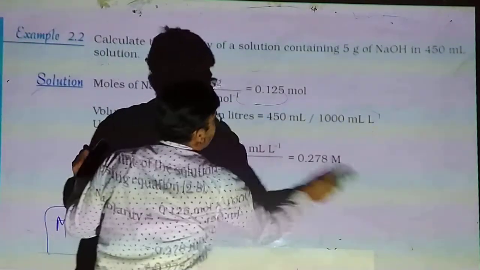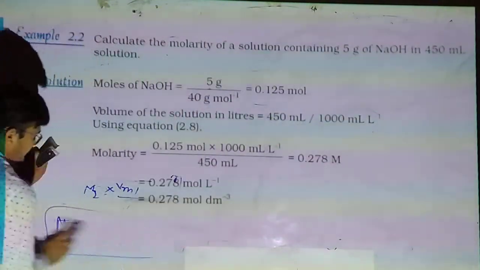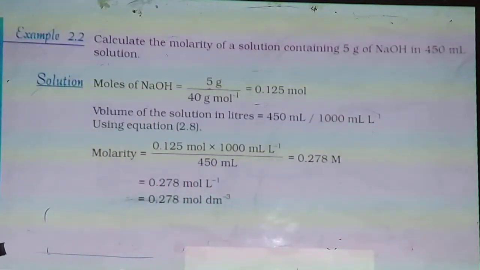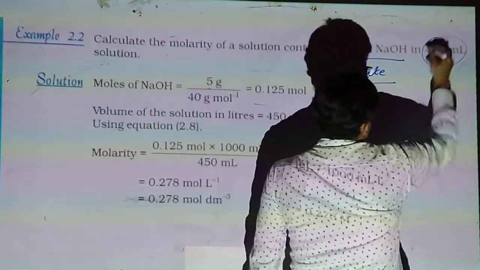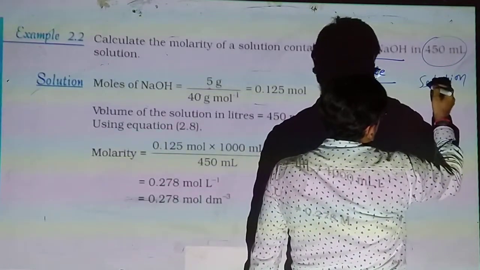Calculate the molarity of a solution containing 5 gram of NaOH in 450 milliliter solution. Read the question. 5 gram NaOH is our solute. 450 milliliter is the volume of the solution.